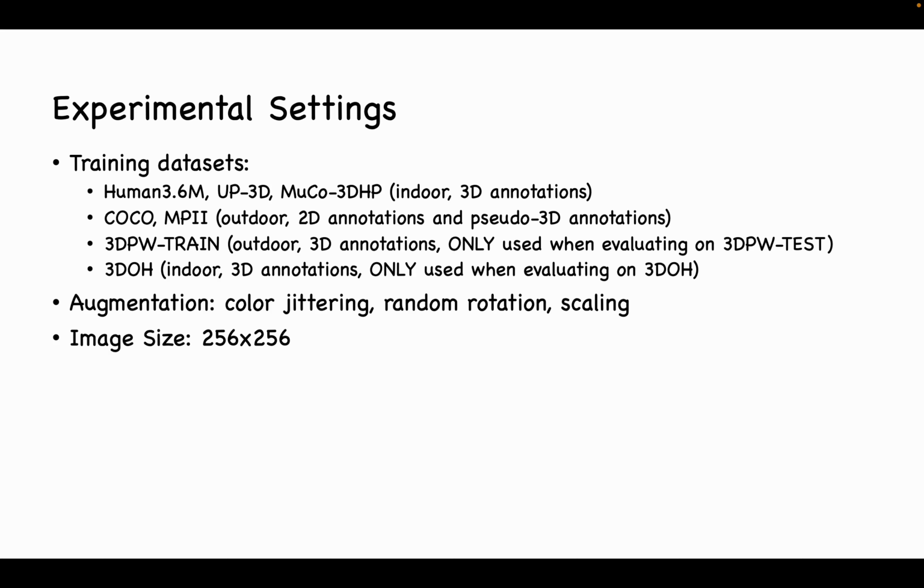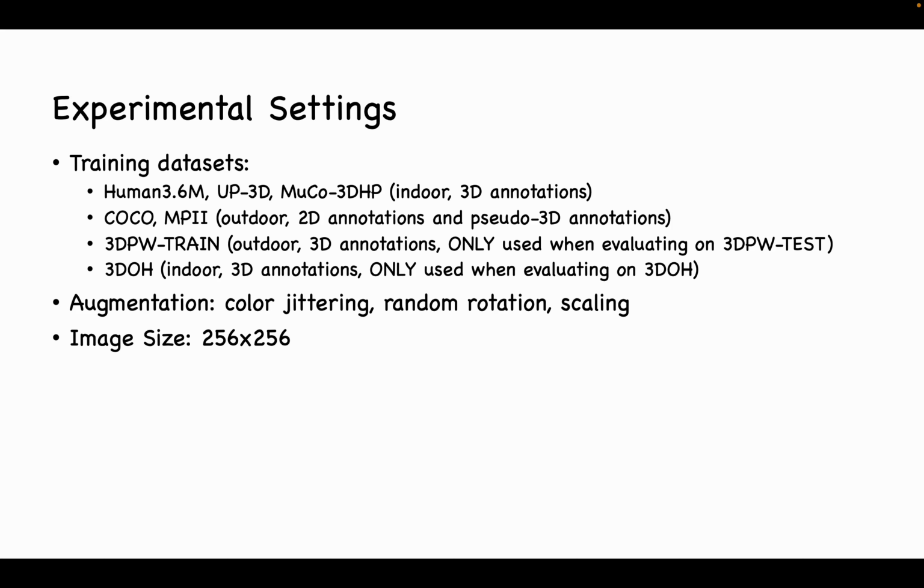The experimental settings of our works are quite simple. As for training datasets, we use Human 3.6M, UP 3D, Muco 3D HP, COCO, and MPII. It is worth mentioning that we also use pseudo 3D annotations for COCO and MPII datasets. When evaluating our models on the 3DPW test dataset, we also train our model on the 3DPW train dataset. When evaluating our models on the 3DOH test dataset, we also train our model on the training split of the 3DOH dataset. During our training, we only use color jittering, random rotation, and scaling as augmentations.